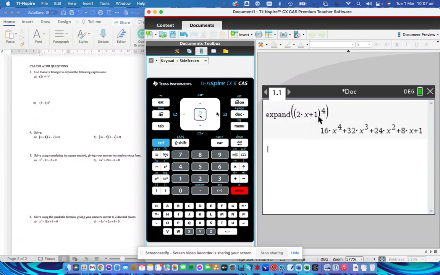Technically, you don't have to close the bracket, really. It'll do it for you if you don't put that last bracket in. The rest of it you need to do, though. Now we have it. 16x to the power of 4, all the way down to 1.